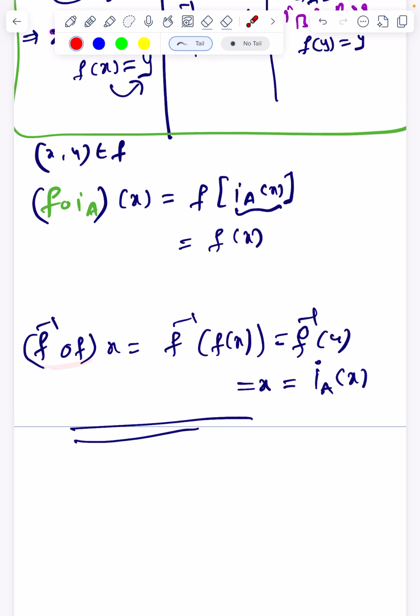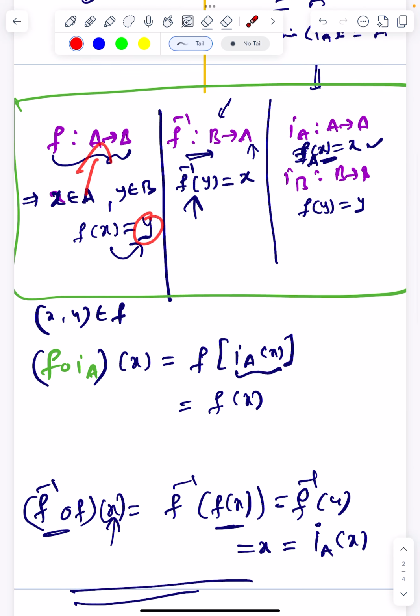Similarly, the second case, the B part. See, f inverse circle f, you take the input x. You are taking the input domain values, the x values. Now I am expanding the composite function, removing the circle and placing the bracket, so this I can represent with f of x. We know that f of x is y according to the bijective rule, and f inverse of y is nothing but x.